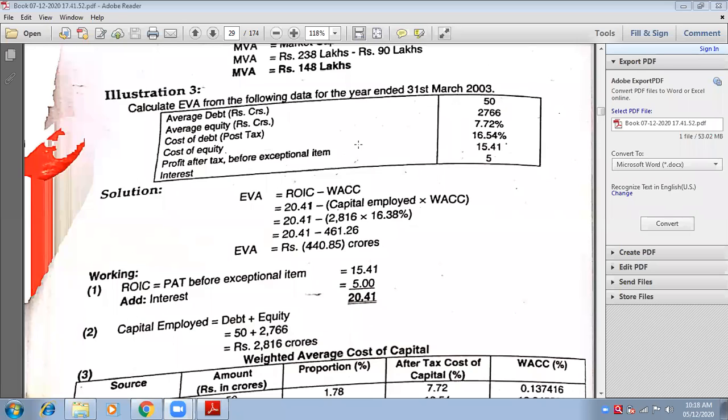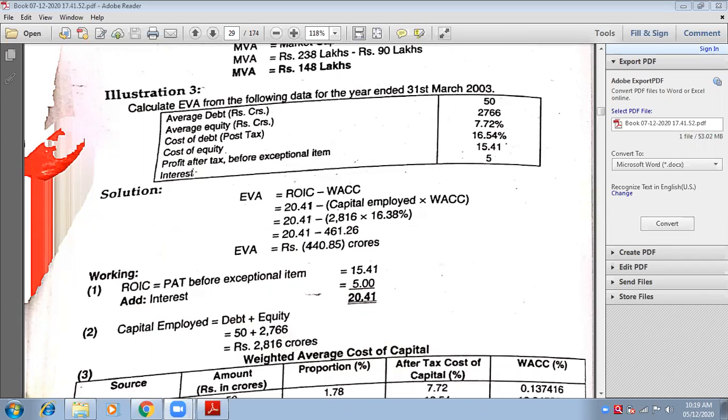Cost of equity, that is KE, is 16.54%. And we have profit after tax before exceptional items. It is 15.41 and interest is 5. Always remember, when we have profit after tax but before exceptional items, it means NOI and NOE, non-operating incomes and non-operating expenses, are not treated in this profit. In fact, we want the same thing. It should not be treated. If it was, we would have been taking it out of the profit. Are you getting my point?